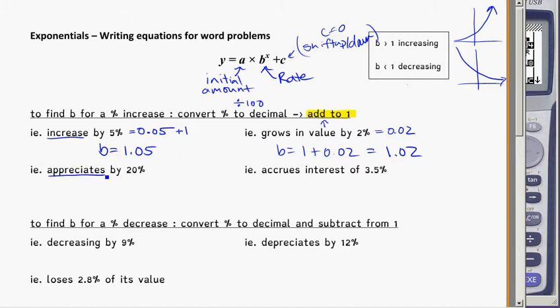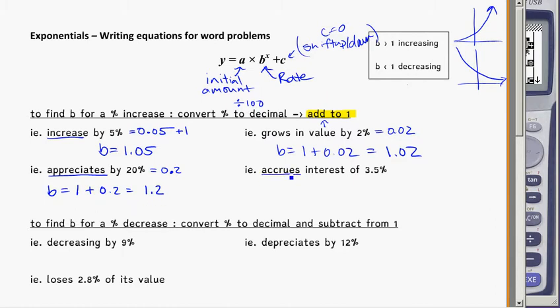Another big fancy word, but it really does mean that it's gaining value, that it's becoming more valuable in time. So this is also an increase. 20%, if I'm going to convert that to a decimal, that is actually 0.2. So my b is going to be equal to 1 plus 0.2, which is 1.2. And that's what you would use for your equation.